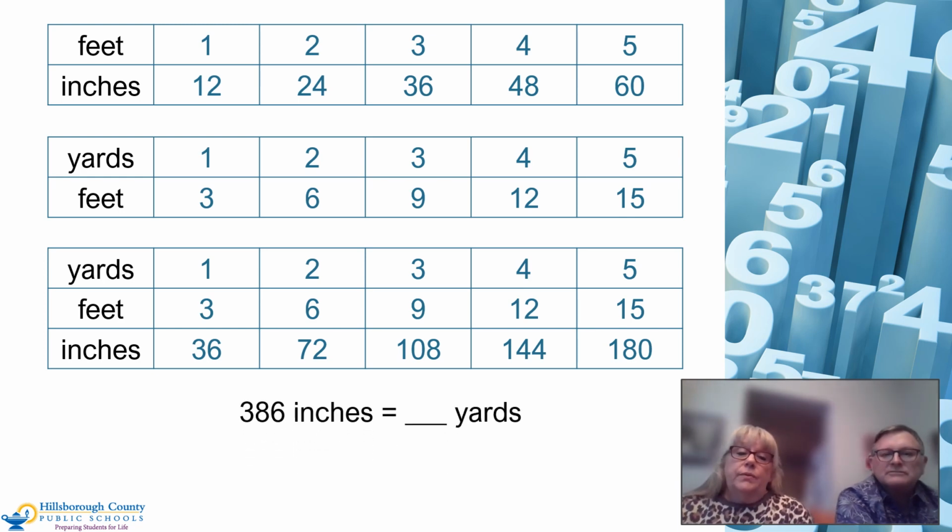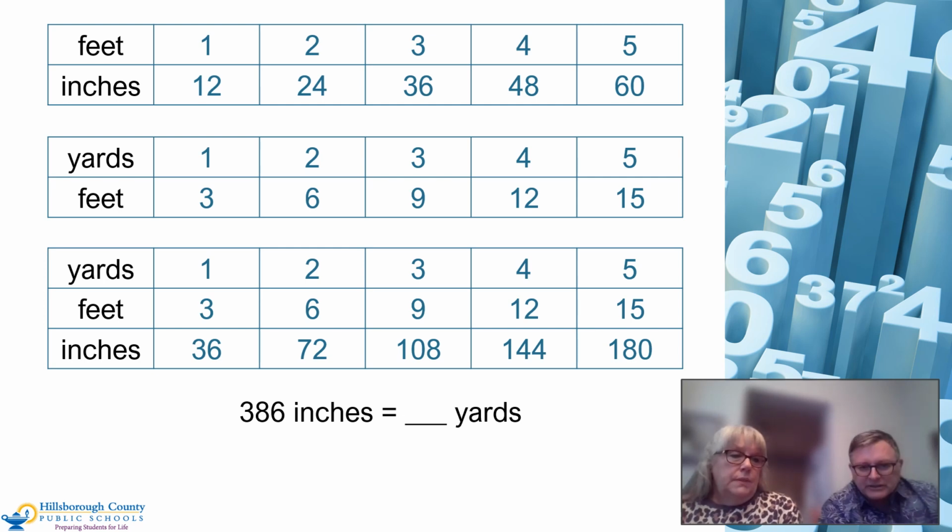And if I knew that I had 386 inches and I wanted to figure out how many yards, what would I need to do in order to figure that out? Well, I'm going from a smaller unit to a larger unit, so I'm going to need fewer yards to equal 386 inches, which means I need to divide. I need to know what the divisor is. So I know that there are 36 inches in 1 yard, so my divisor will be 36.